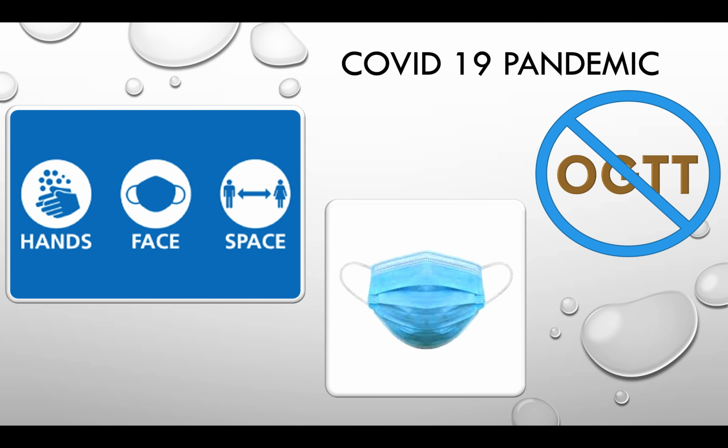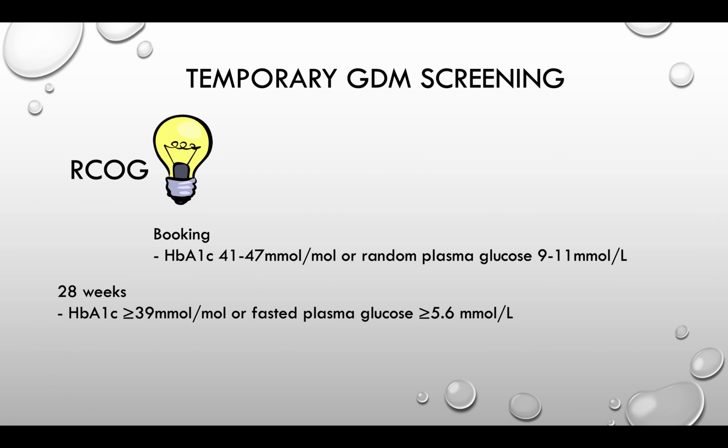The lovely pandemic. It's drastically changed the way we screen for diabetes. Before the pandemic, NICE guidelines recommended using oral glucose tolerance tests at 24 to 28 weeks for those with risk factors. For women with previous GDM, they would offer a self-monitoring system and an oral glucose tolerance test as soon as possible, with an additional test at 24 to 28 weeks if the first was normal. This is still considered gold standard for screening and diagnosis by the World Health Organization.